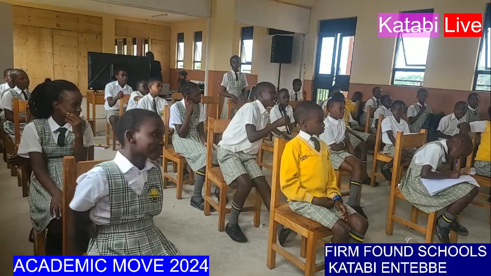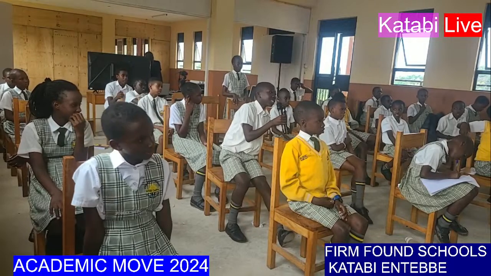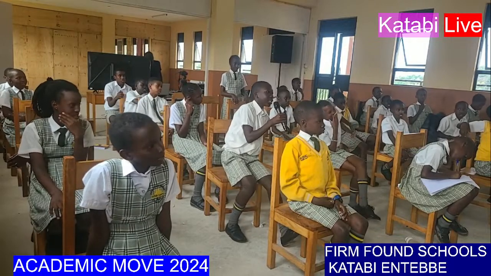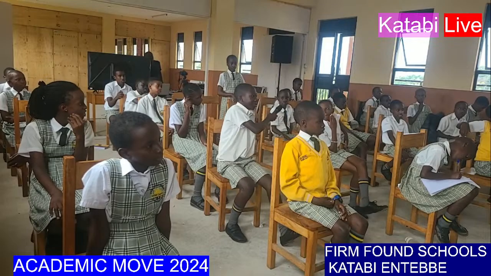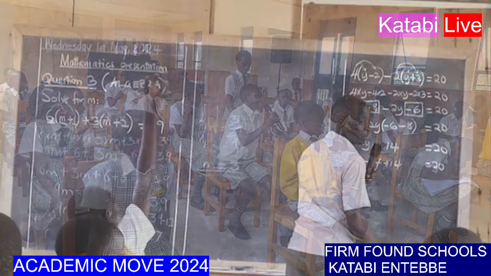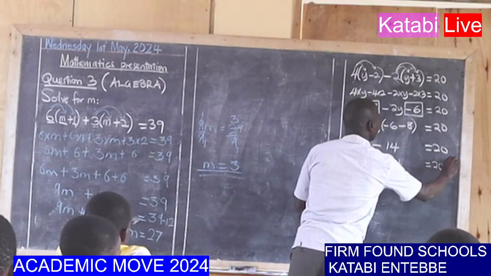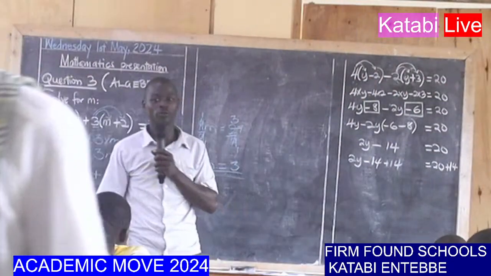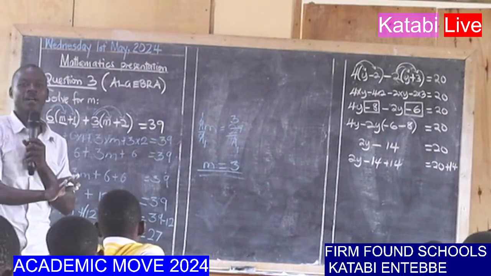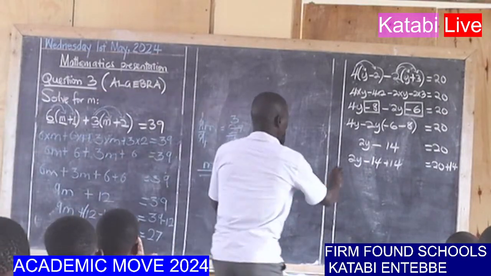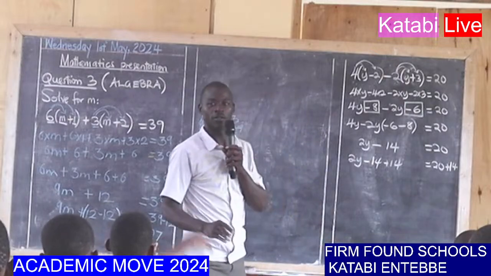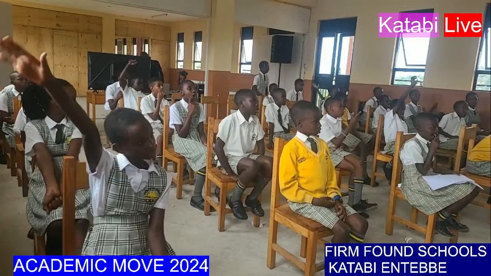2y minus 14 plus 14 equals to 20 plus 14. Is he correct? Hey, he had forgotten almost. I was going to say no. Do you stop there? No. That is the answer, not so? No. Hey, what is missing now? Give to Mabonga.